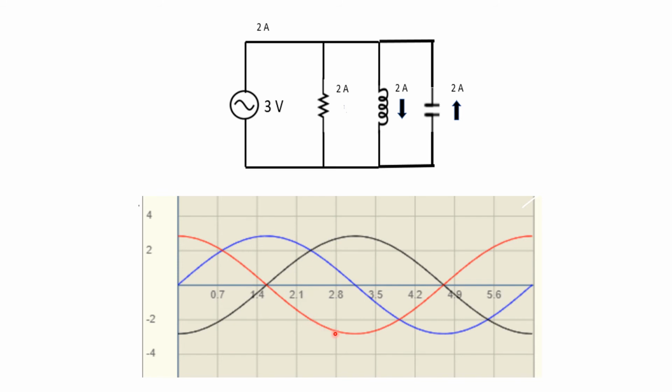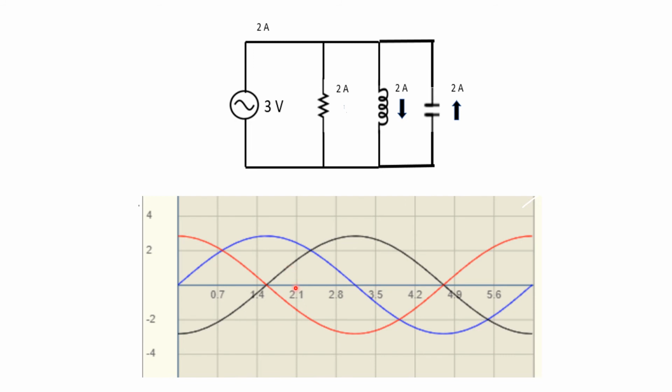And what you can see here is that the quarter cycle lag for the inductor and the quarter cycle lead for the capacitor results in their two currents being out of phase by 180 degrees. Looking at the waveforms, we can see that at every point in time, their values are identical, but their directions are opposite.